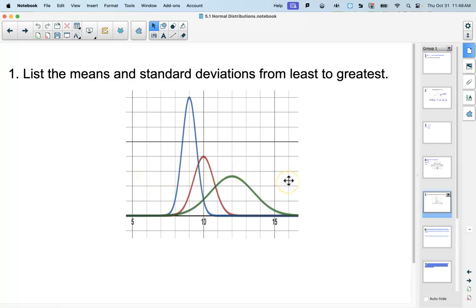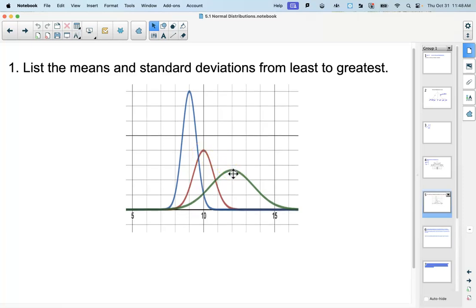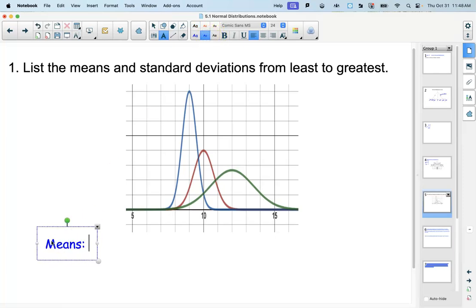So the mean that would be the least would be the blue. Next greatest would be the red. And green would be the greatest mean. That's the order from left to right, because the mean is the center of each of those graphs. Here, I'll just type it in. So means order from least to greatest would go blue, red, green.